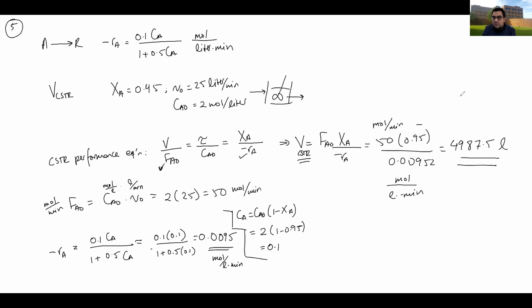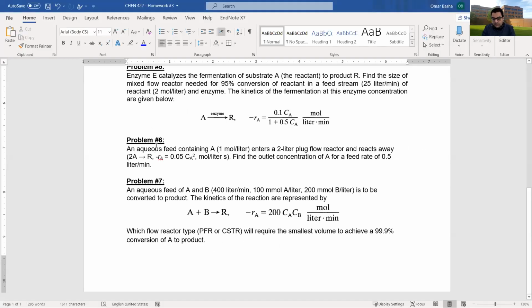Let me save this drawing and let's go back to the homework. Let's have a look at number 6. So we finished number 5, right? Have a look here. Number 5 is done. Let's have a look at number 6. An aqueous feed containing A with 1 mole per liter enters a 2-liter plug flow reactor and reacts away using this equation. Find the outlet concentration of A for a feed rate of 0.5.